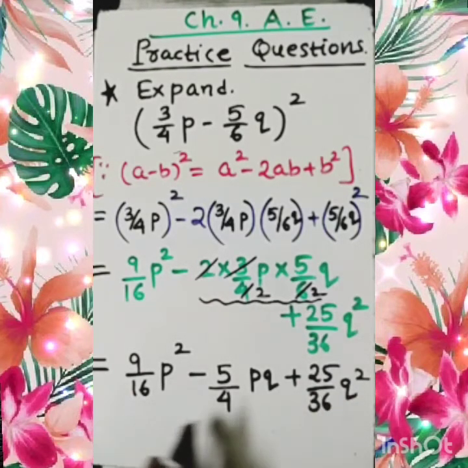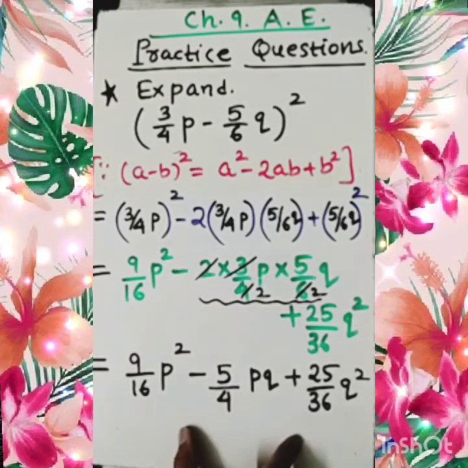So these three terms which we are gaining, all together, it's a single algebraic expression which is the expanded form of the given question of the squaring of the binomial. Clear to you?